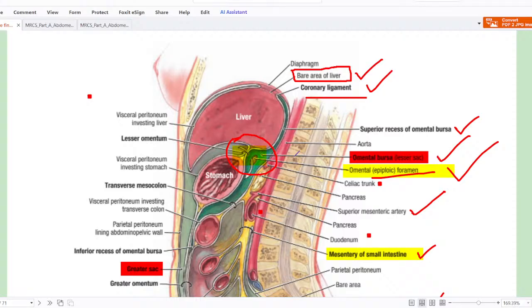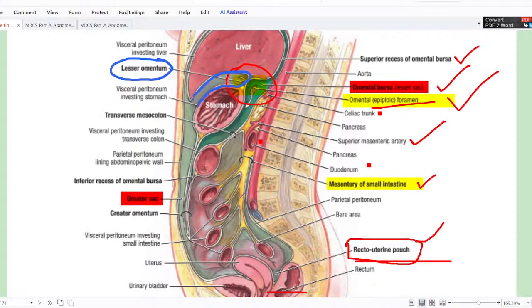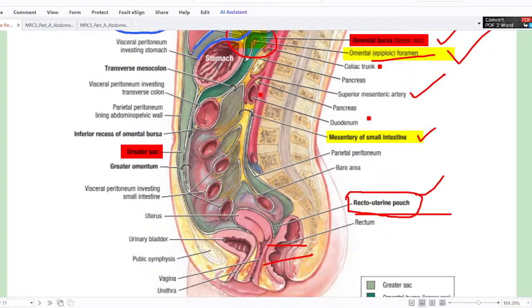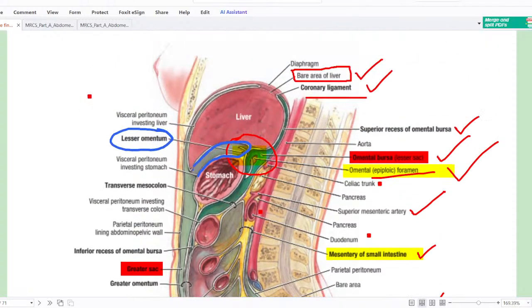This part is important. This is the lesser omentum. Here. Lesser omentum. This is actually a cover, the whole peritoneal cavity. Just remember this one. There is a common, this is the anterior fold. Okay, anterior.